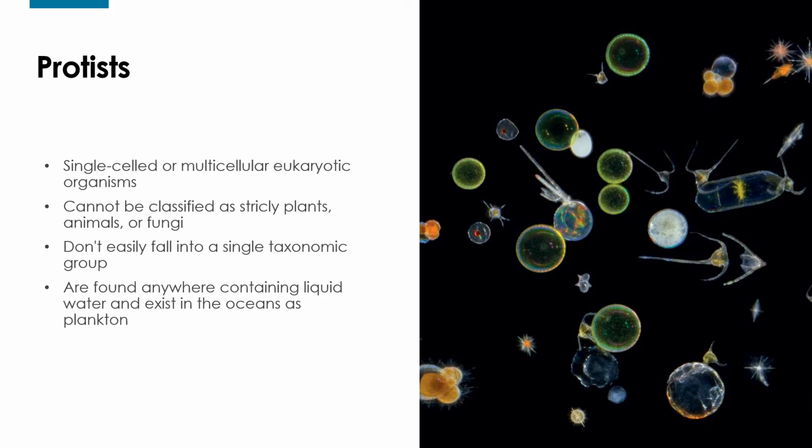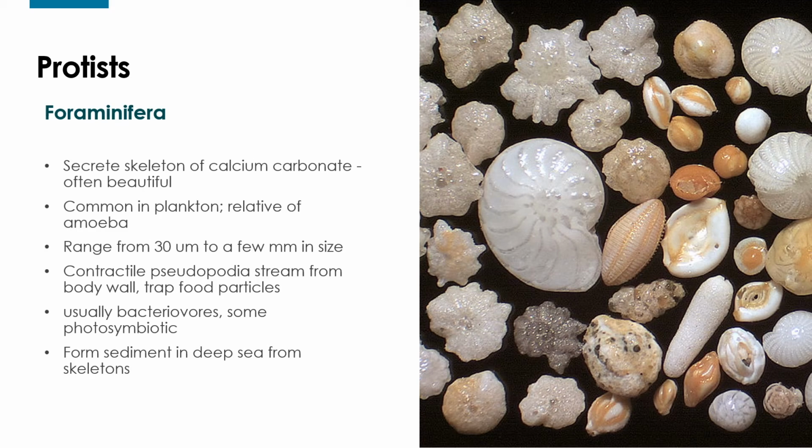And so, what we're going to cover with protists today is three phyla in particular within Protista that are animal-like, and that they're heterotrophic and get their food by consuming other types of organisms. And so the first one is forams or foraminifera. They secrete a skeleton of calcium carbonate, and their designs can be quite beautiful and symmetrical.